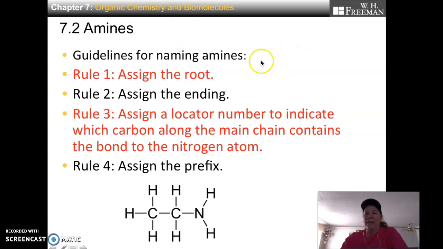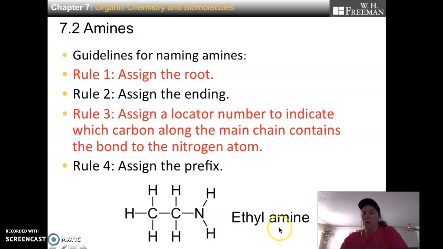All right, so if I'm going to name an amine, I'm going to assign the root name. The ending is amine. Anytime you have this NH group, it's an amine. The locator number, well, in this case, it's on the end, so it's going to be 1. You don't have to write a 1. And then you have your chain. This chain has 2 carbons. 2 is eth, and it's a substitute group, so it's ethyl. So this would be called ethylamine.